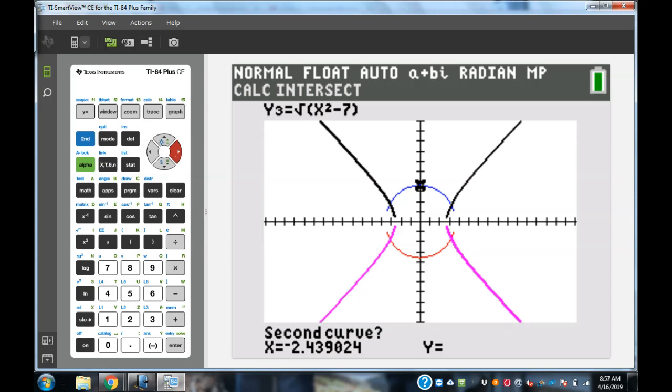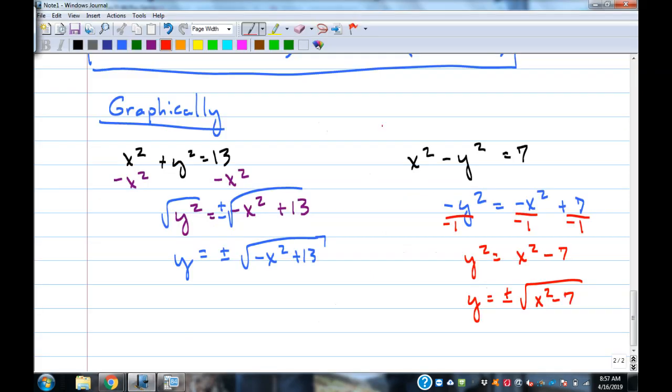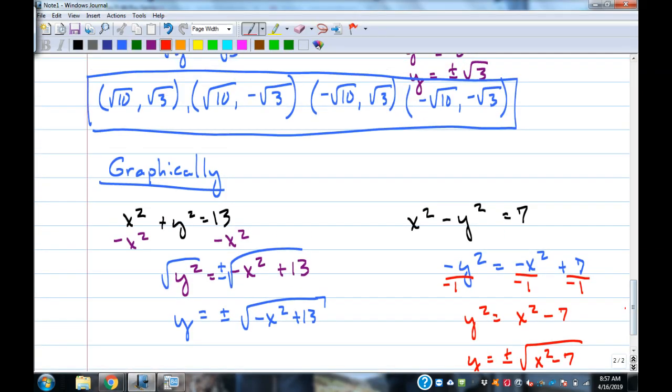I'm on y3. Let's see, over here. There we go. And then my guess is going to be the closest intersection to that point. Negative 3.162278. That's the negative square root of 10 for the x value. And then 1.73 is the square root of 3, which is one of the ordered pairs that we found there. Negative square root of 10, square root of 3.